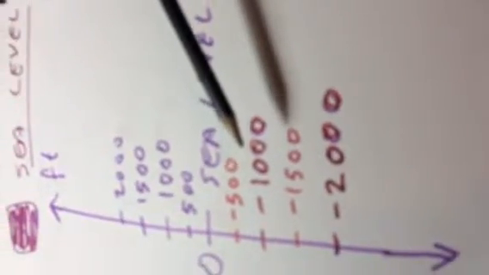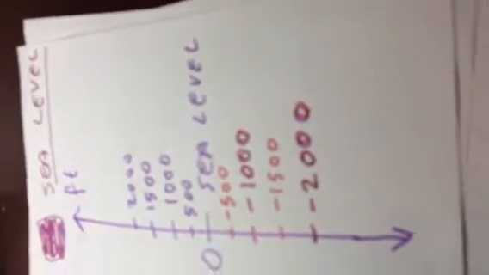1,500 feet below sea level, negative 1,500, and 2,000 feet below sea level, which would be negative 2,000. All right, so let's just do an operation now.